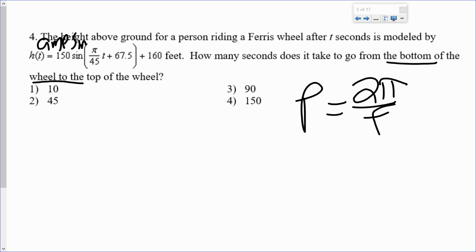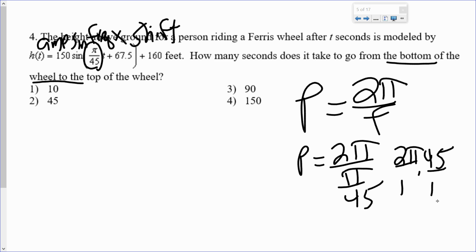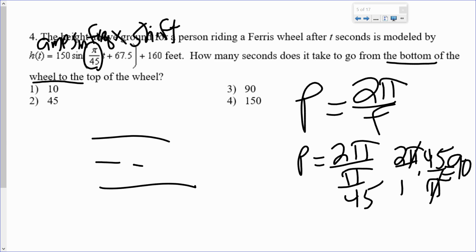Amp, sine, freq, x, shift. My frequency is pi over 45. So it's 2 pi over pi over 45. That's 2 pi times 45 over pi. Again, when you divide by a fraction, keep, change, flip. My period is 90. Now, it's talking about how long it takes to get from the bottom of the wheel to the top of the wheel. And it's a positive sine. My period is 90.